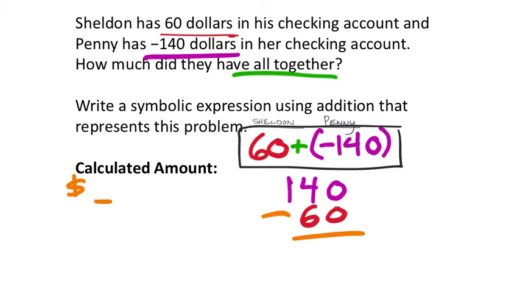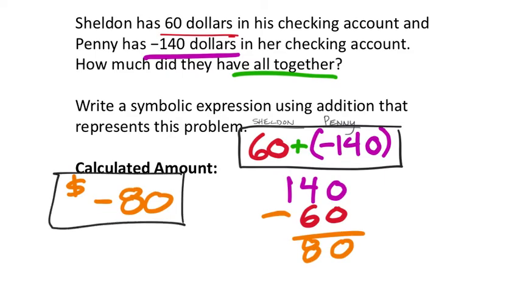So 0 minus 0 is 0. 4 minus 6, I'd have to borrow that 1 there, so that's just 14 minus 6, which is 8. So combined, even if they combine their two accounts, they'd still be in the negatives. Yeah, there you go, negative $80. And once again, this would be another box that you would have to fill in on the homework assignment for this one.